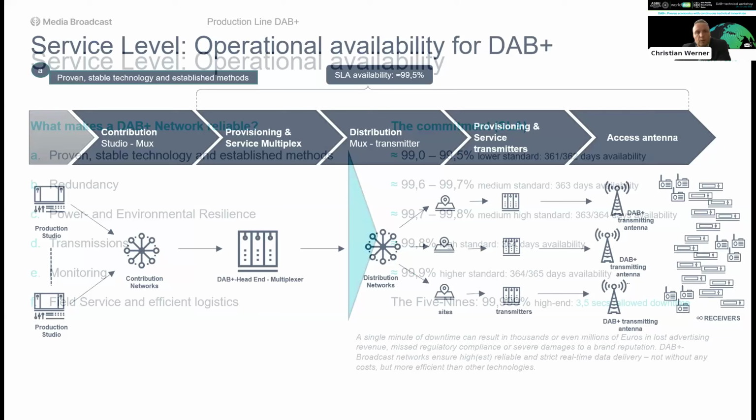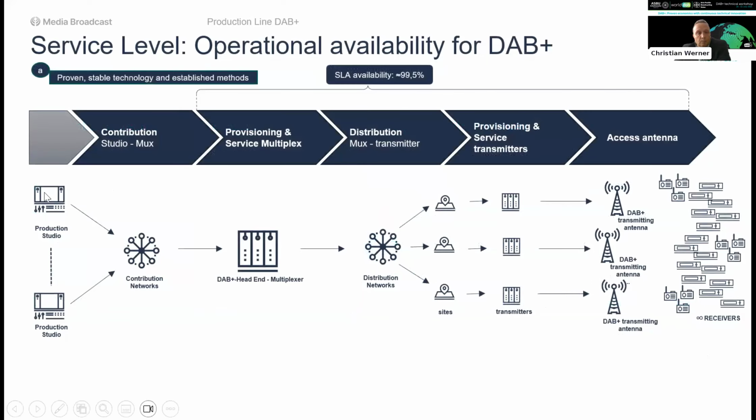So coming to the operational availability for DAB+: proven, stable technology and established methods. What you are seeing is a very simplified view of the production line of DAB+. You start with creating the signal, in this example an audio signal. Normally, you can also use data transmissions, of course. You then send your audio signal to the contribution lines, and via those lines you come to the head end, which is the heart of the total production, I would say, of DAB+.